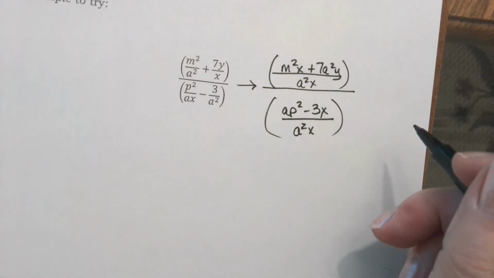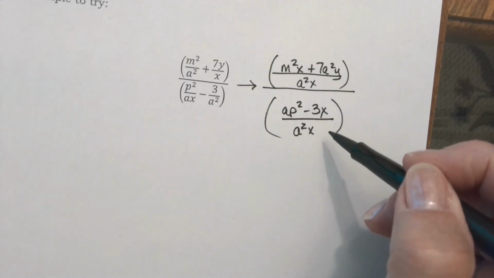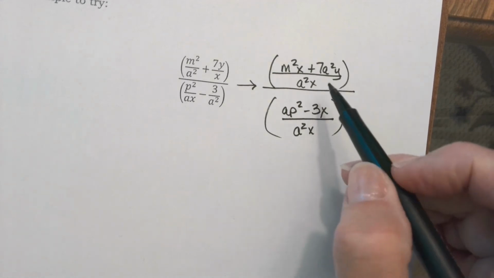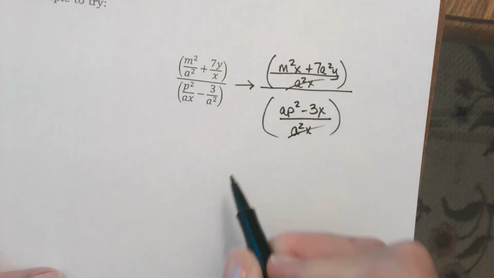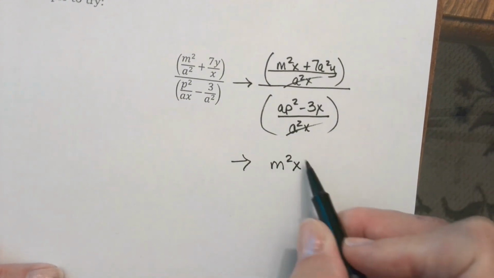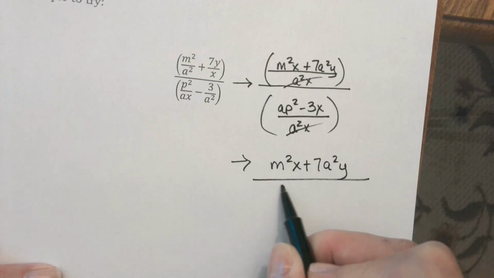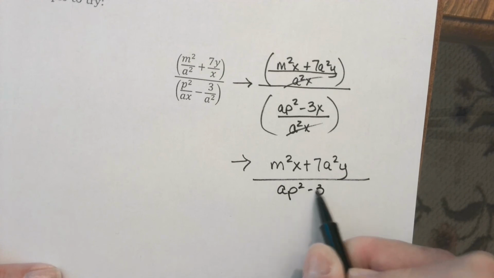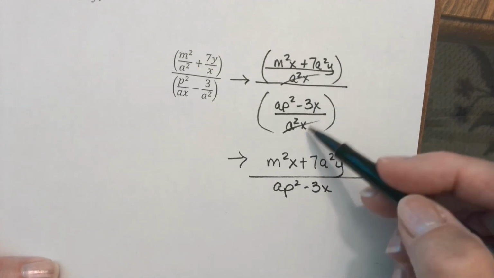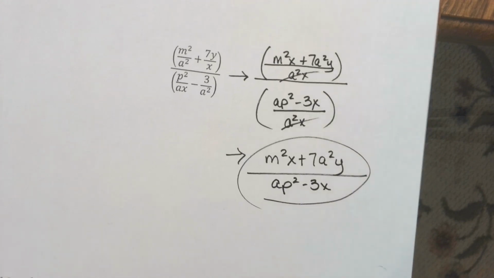But hey, look, the denominators are the same. Remember the little trick I showed you before? We don't have to go through all that. We know they're going to cancel out. So I know that this is going to simplify to m squared x plus 7a squared y over a squared minus 3x. Now you can't always do that. They have to be exactly the same. Okay, so that one's done.